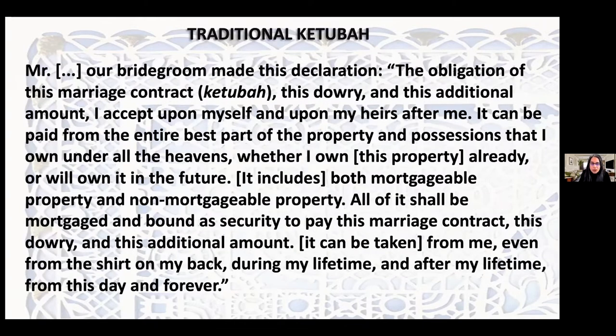And so here the bridegroom says, the obligation of this marriage contract, this dowry, and this additional amount I accept upon myself and upon my heirs after me. It can be paid from the entire best part of the property. So in other words, we've calculated how much the woman has brought to the marriage, and here's how much I'm going to have to give her in the future. This is a lot of technical language, but basically, she becomes the first creditor. So in other words, if he owes money to other people, she gets the money first. Okay, next slide, please.